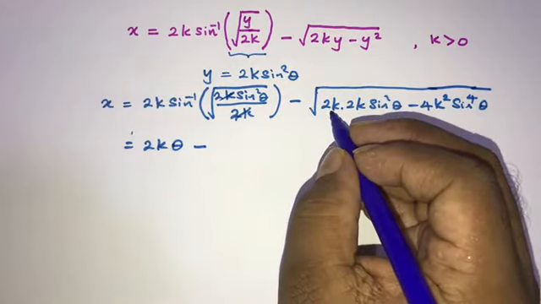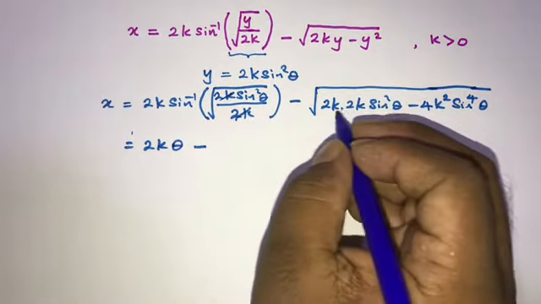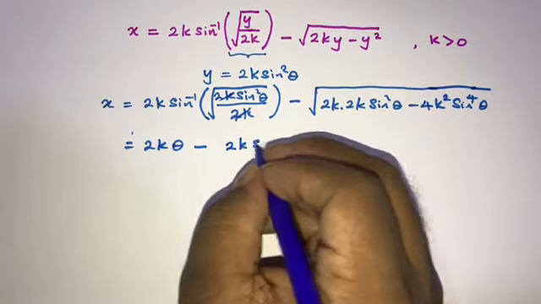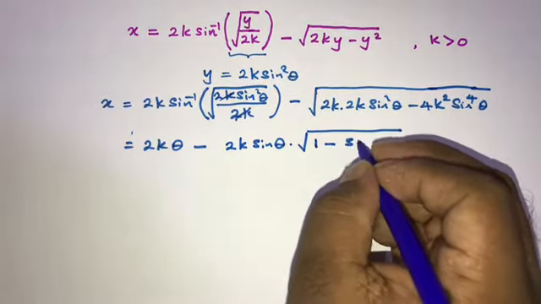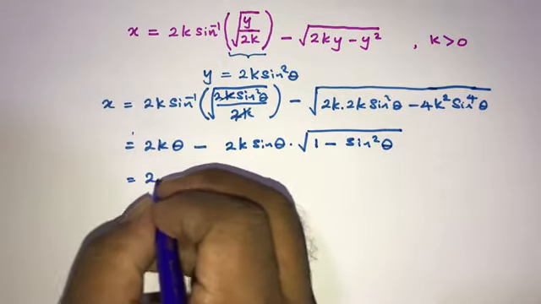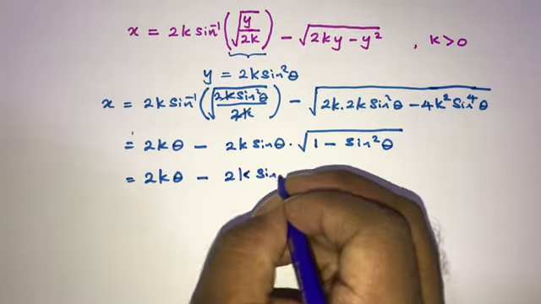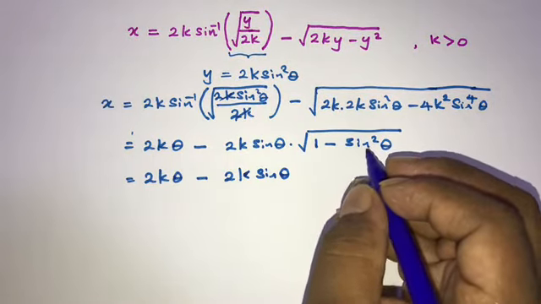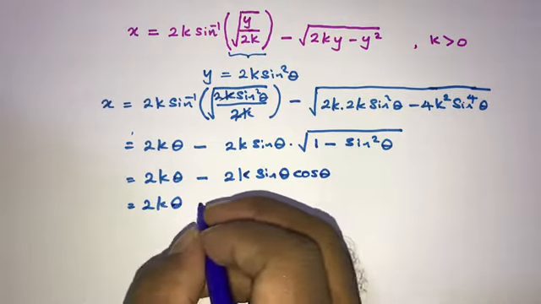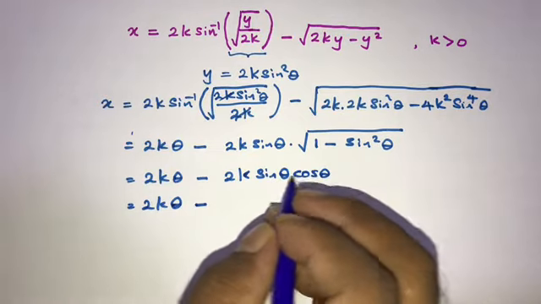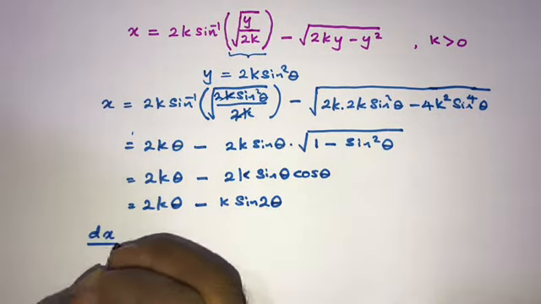minus, and now 4 times k square sine square of theta is the common factor, so 2 times k sine theta times square root of 1 minus sine square of theta. So we can write 2 times k times theta minus 2 times k sine of theta, and 1 minus sine square of theta is equal to cosine square of theta, so cosine of theta, and 2 times k theta minus, we know 2 times sine of theta cosine of theta is equal to sine of 2 theta.